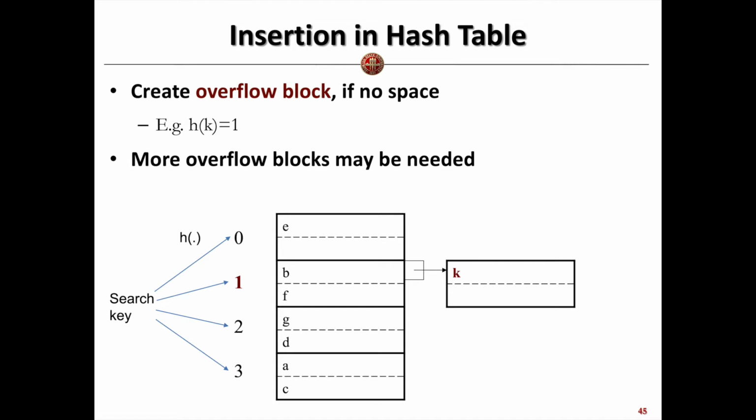Because if we have so many overflow blocks, it will reduce this hash table to a linear list for storing the key and pointer pairs. Here we want to go deeper to analyze why this problem can happen, and whether we can address this problem besides creating overflow blocks.